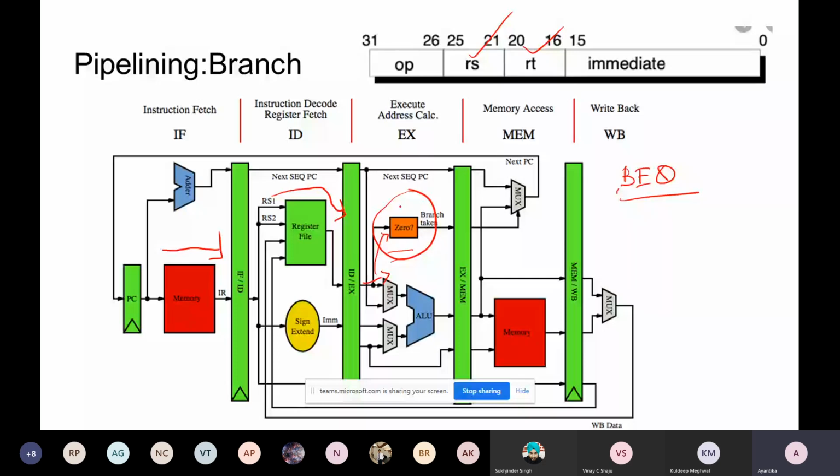Now you see this branch taken output is working as the selection of this mux, right? So now in this mux there are two inputs. One is the general input.